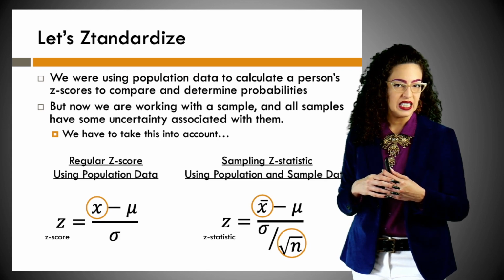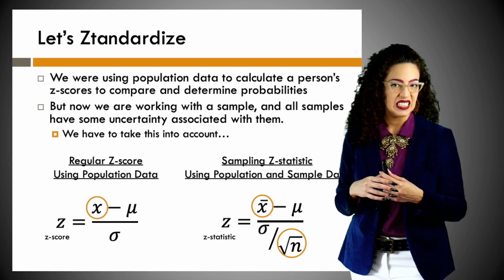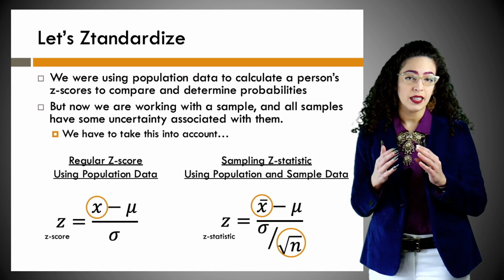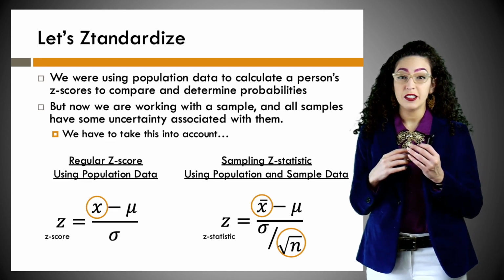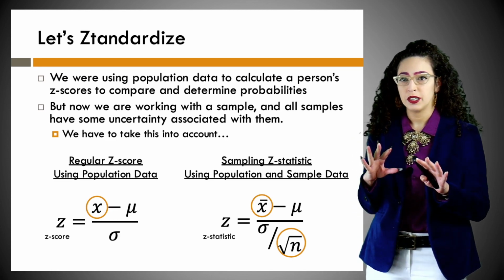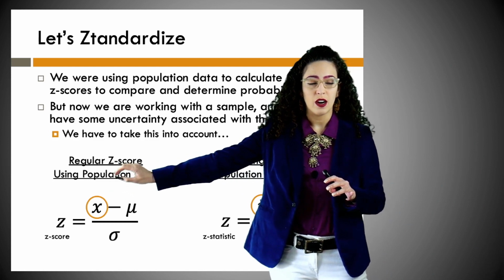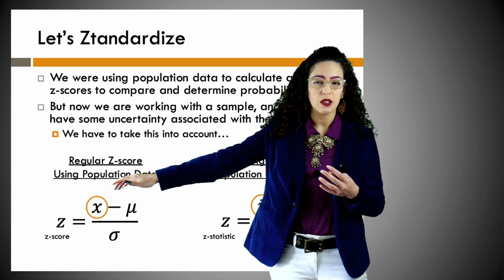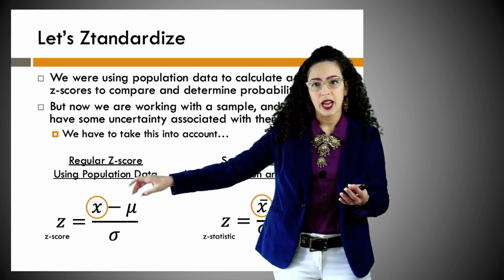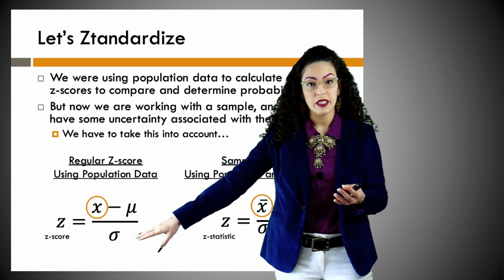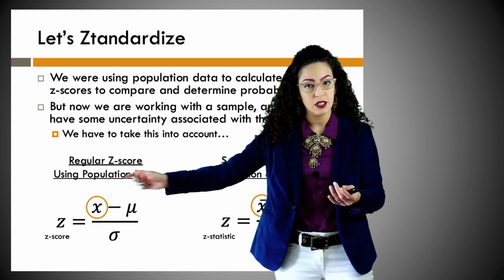Let's standardize. We're standardizing numbers. To calculate a z-statistic, it is very similar to the z-score. So here's our original equation with our z-score. We have our one person's value, or the one value of interest. We have the mean, and we have the standard deviation to give us our z-score.